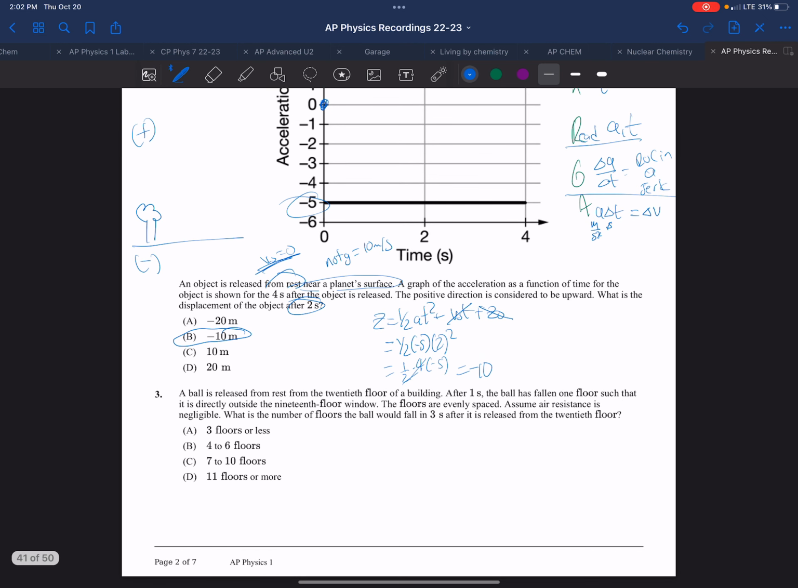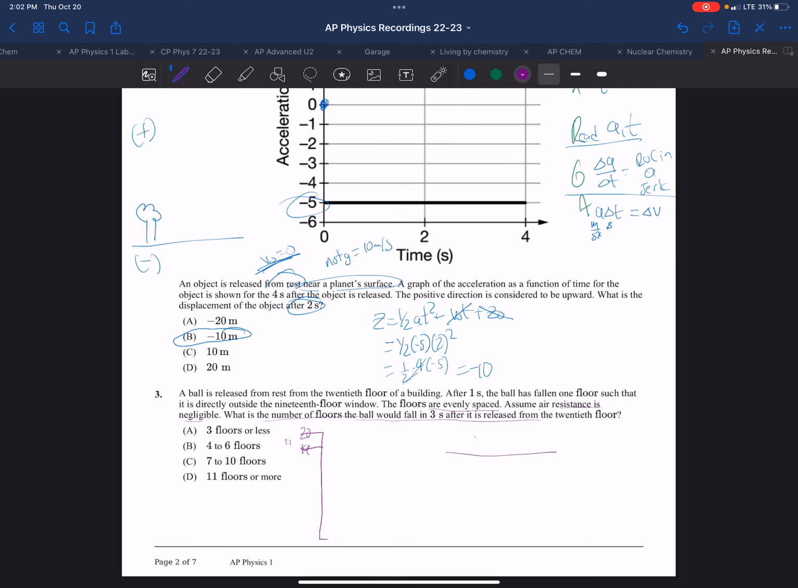Our next question, 20th floor of a building. After 1 second, it's fallen 1 floor. So 1 second, 1 floor. Floors are evenly spaced. Assume air resistance is negligible. What floor would the ball fall to in 3 seconds after it's released from the 20th floor?